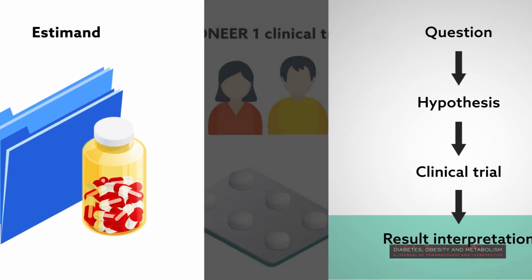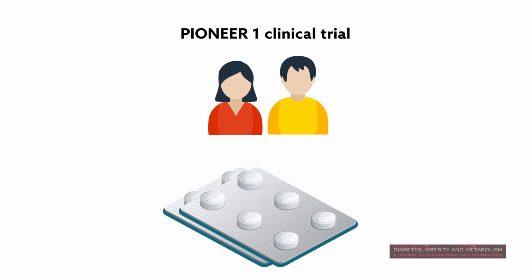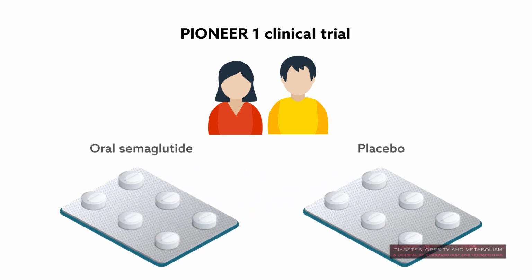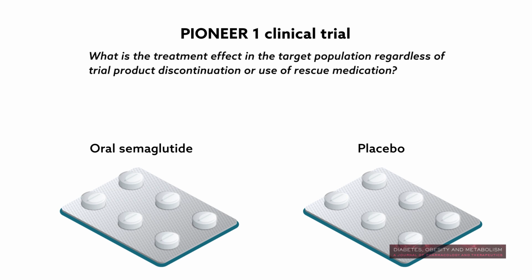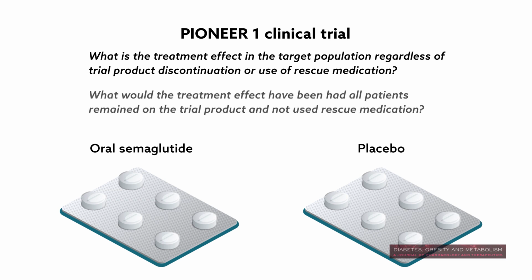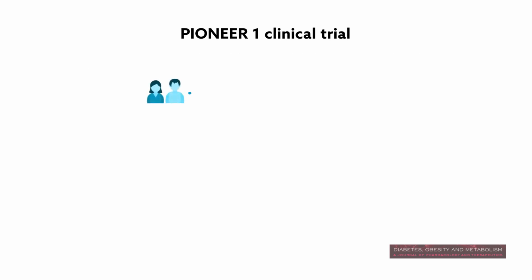To illustrate how estimands work, consider the Pioneer 1 clinical trial. Pioneer 1 investigated the efficacy and safety of oral semaglutide versus placebo in adult patients with type 2 diabetes. The trial sought to answer two questions. What is the treatment effect in the target population regardless of trial product discontinuation or use of rescue medication? And what would the treatment effect have been had all patients remained on the trial product and not used rescue medication? Each question was addressed using a precisely defined estimand.